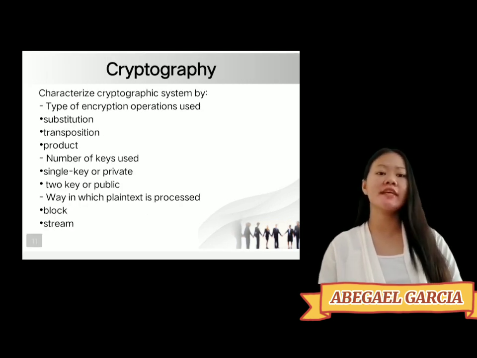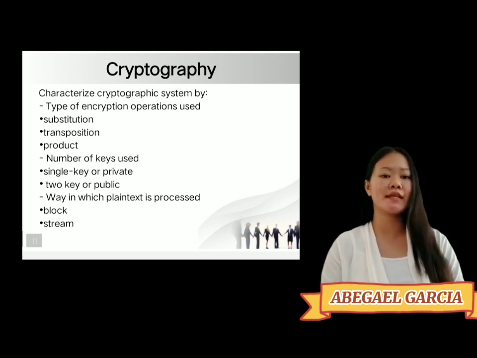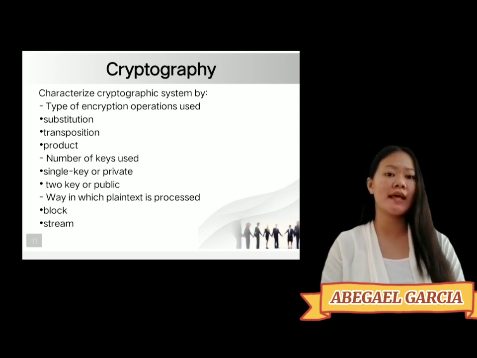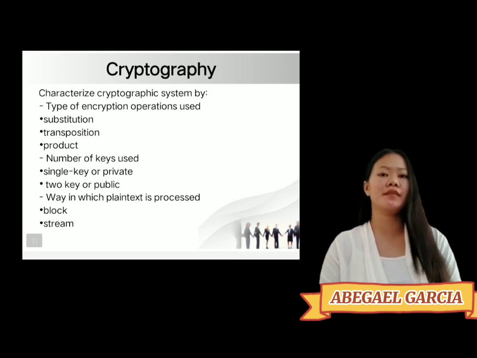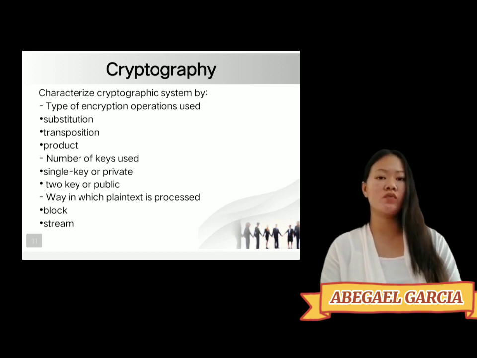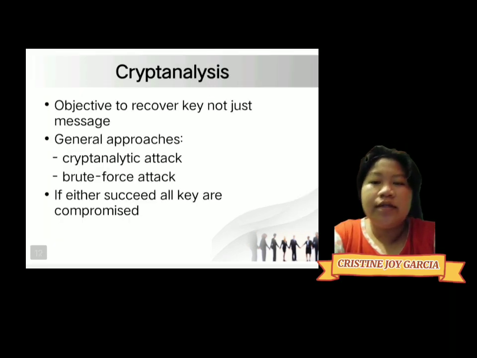Cryptography is characterized along three independent dimensions. First, the type of encryption operations used for transforming plain text to ciphertext, involving substitution and transposition. Second, the number of keys used: symmetric, single key, secret key, or conventional encryption; and asymmetric, two-key or public key encryption, with different keys for sender and receiver. The third is the way in which the plain text is processed: block and stream.